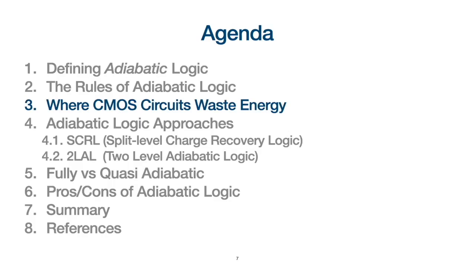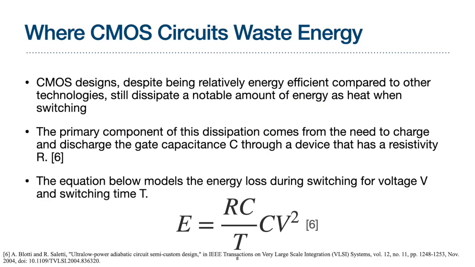To explain why these rules are important and how they reduce power consumption, we must first look at where traditional CMOS designs waste energy. Despite the efficiencies of CMOS circuits compared to other technologies, they still consume and dissipate a measurable amount of energy as heat, particularly during switching. One of the primary components of this energy comes from the need to charge and discharge the gate capacitance C through a circuit that has a resistivity R.